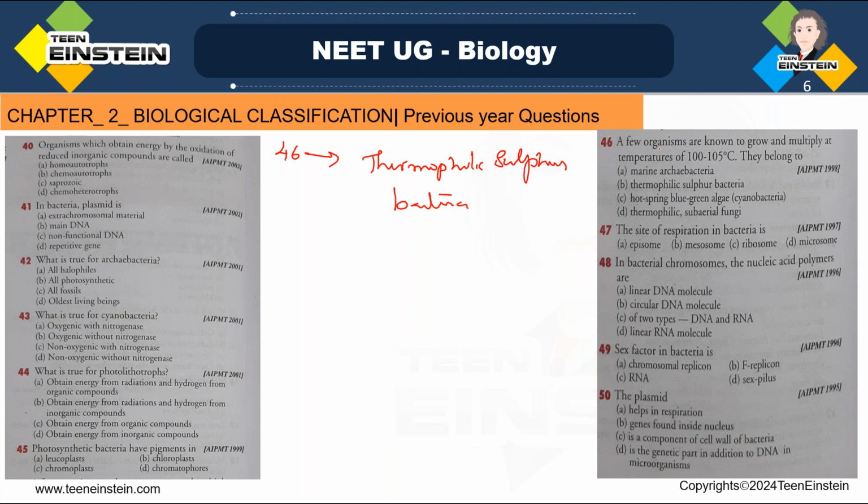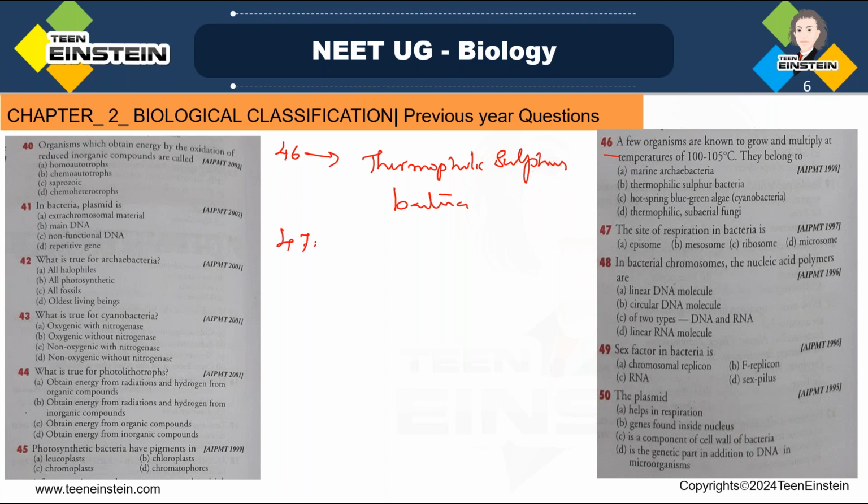And from the question itself, we are getting some organisms like thermophilic sulfur bacteria. They are the organisms which can grow and multiply at a temperature of, what is their temperature range? 100 to 105. Right? They belong to thermophilic sulfur bacteria. So when such direct questions come, there is no need to take even 1 minute. You can save time in this kind of question.